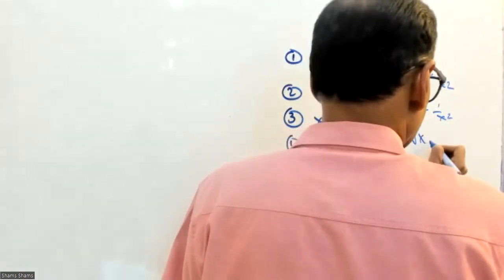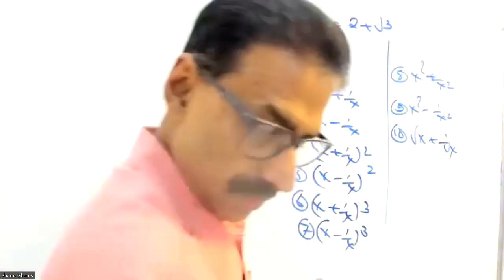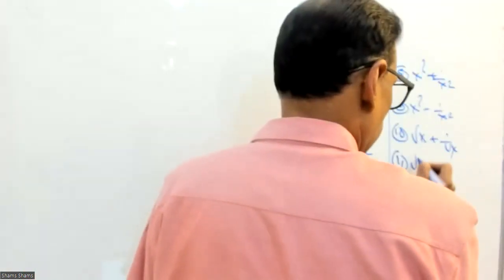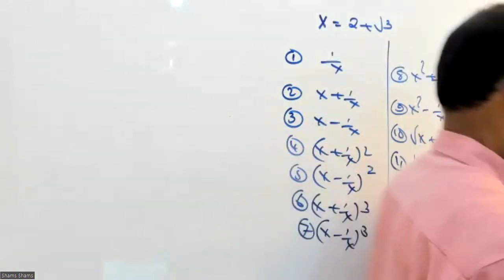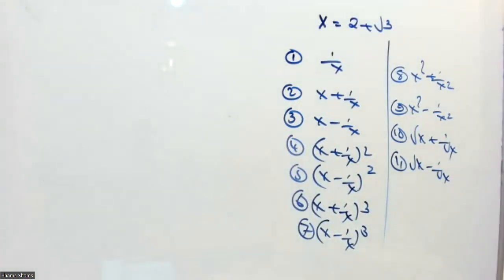10, root of x plus 1 by root of x. 11, root of x minus 1 by root of x. Just copy, I'll explain this one by one. Okay, so copy on, then I'll explain. It's one of the star questions, the star mark.